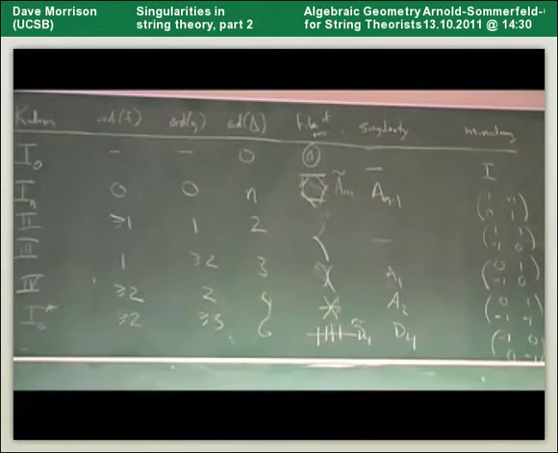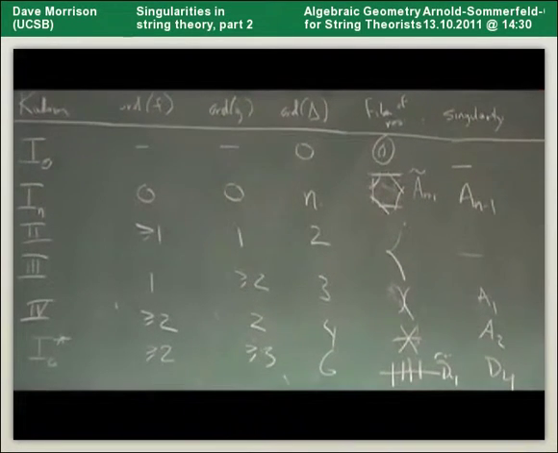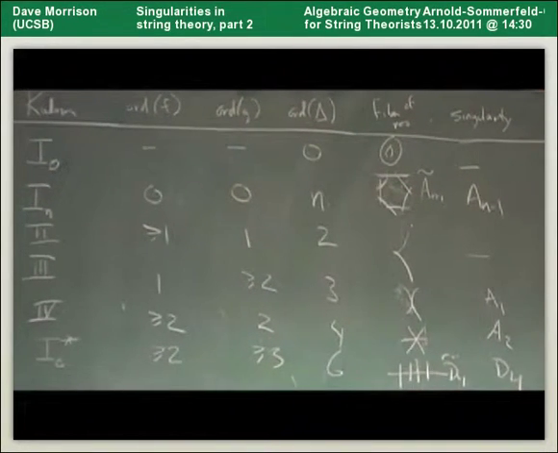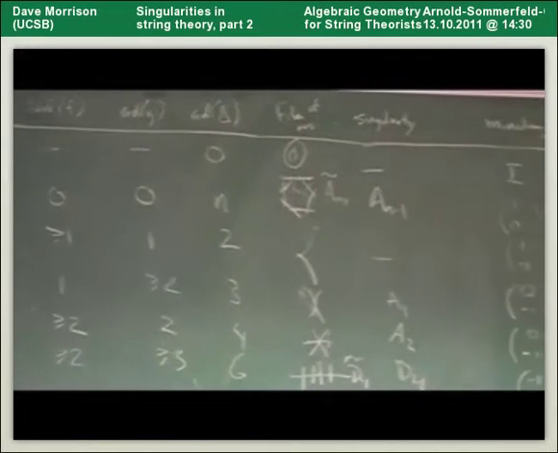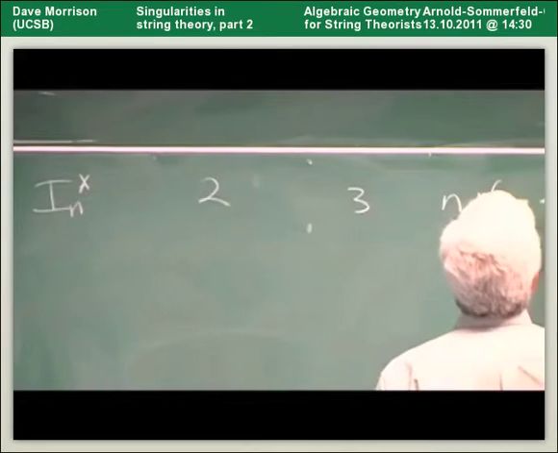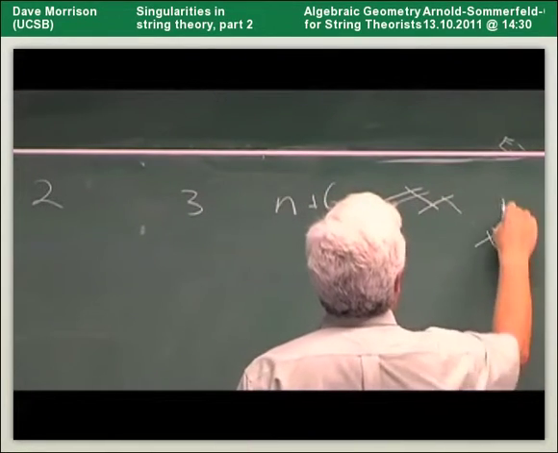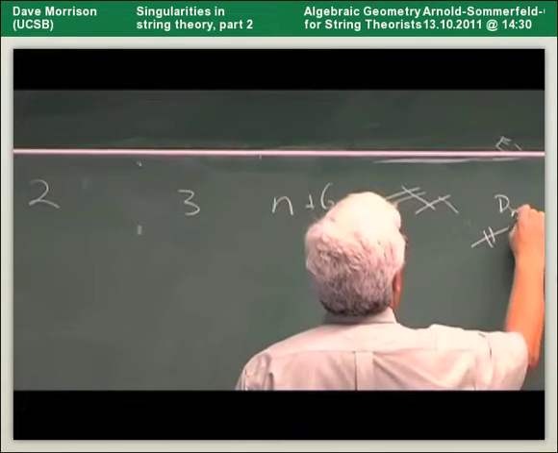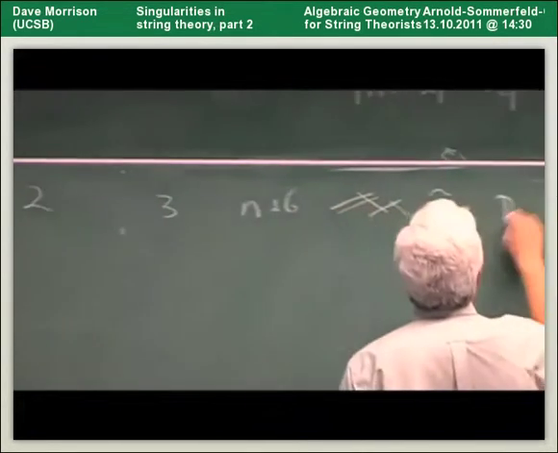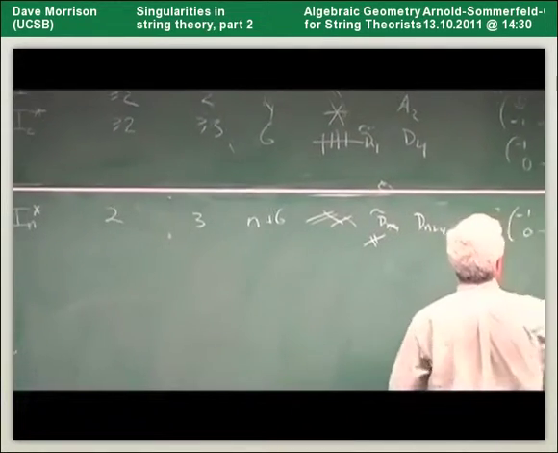Oh, oops. Well, everybody memorized that one, right? So I_n^* has exactly 2, exactly 3, n plus 6. It has a D_{n+4} tilde graph, and a D_{n+4} singularity, and the monodromy is -1 n 0 -1.